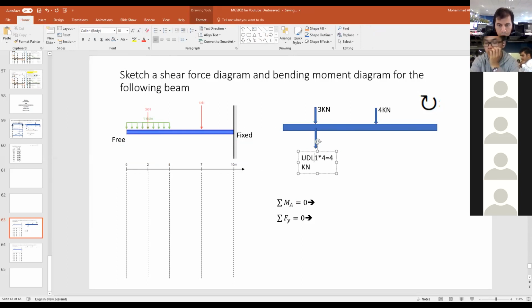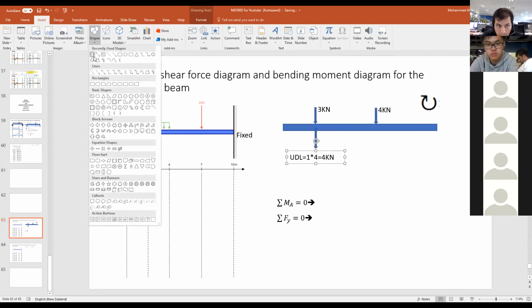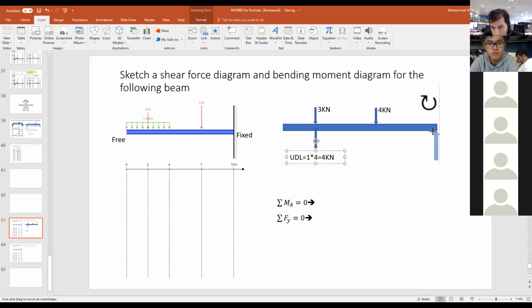I'll write UDL, so at least you understand this is a UDL value. All right? Now, what's missing in this? I haven't done my support reaction yet. So which direction is the support reaction coming from the beam? I will assume one is going upwards in that direction.